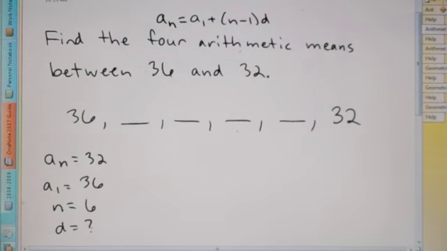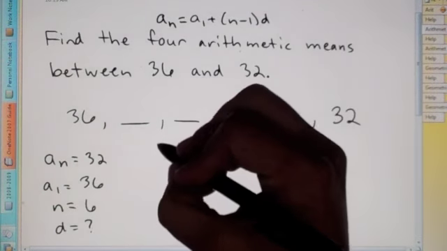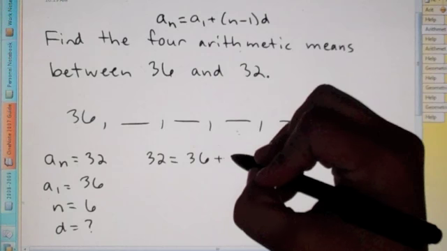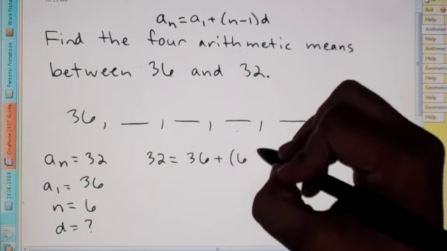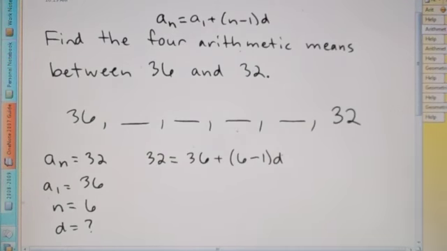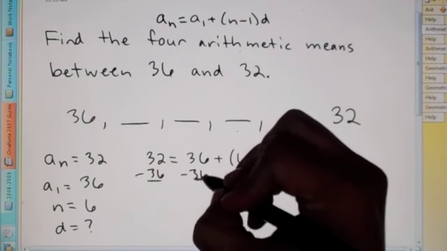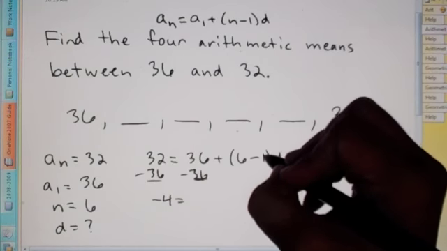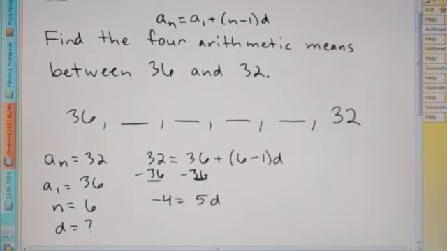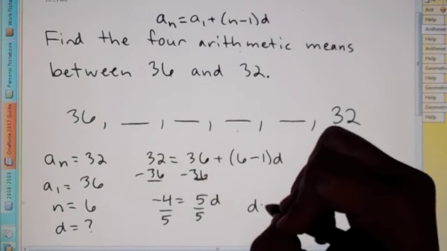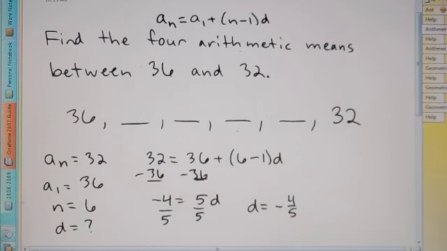So we're still going to use the same exact formula, it's just we're going to solve for d now. So, last term is equal to our first term plus number of terms n, so 6 minus 1 times d. So I'm going to do two steps in one. I'm going to subtract the 36 over, which gives us negative 4 is equal to 6 minus 1 is 5d. So now I divide by 5. So d is equal to negative 4/5. Alright? So now I'm just going to be going down by 4/5 each time.